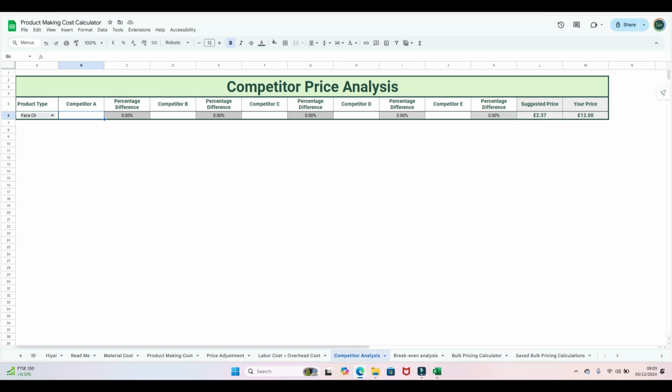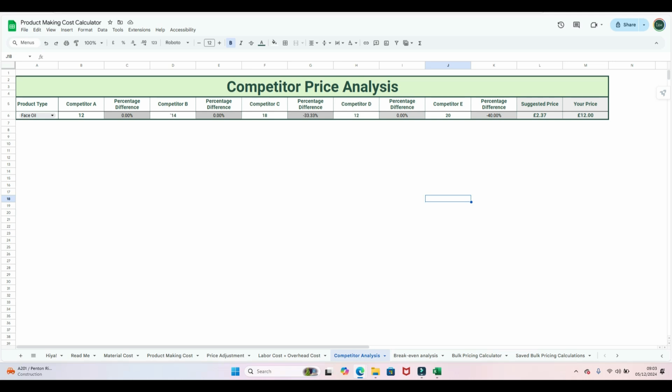It's the same here. Your competitor A, they're selling it for £12. Competitor B, they're selling for £14. Competitor C, £18. Competitor D, also 12. Competitor A for £20. And then it gives you the percentage difference. So your price is £12, and you can see that, for example, the percentage difference with competitor A is 0. So therefore, you know that you are pricing the same.